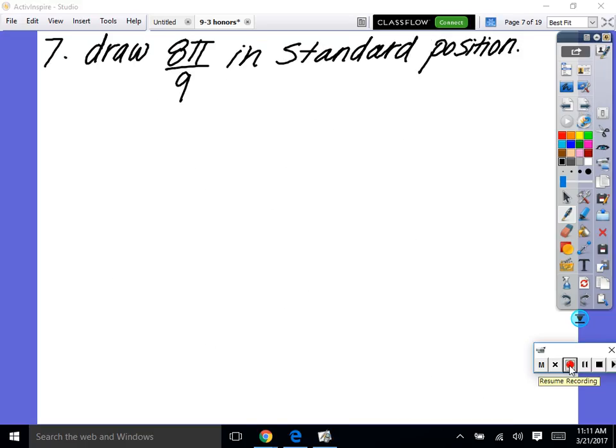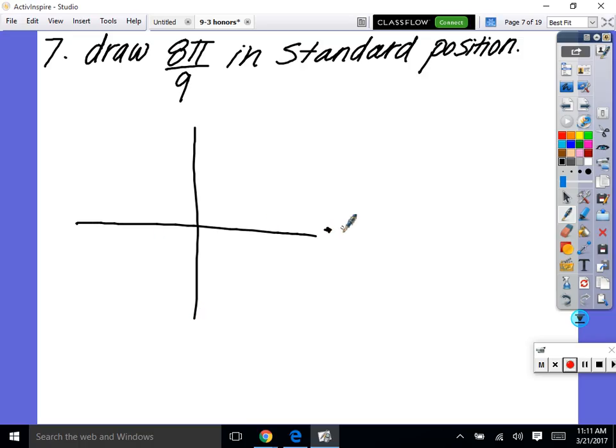Okay, go. Next one. Do it. Quick, fast, and in a hurry. Draw in standard position. So on your computer, you're gonna see like this, and yeah, an XY chart basically.